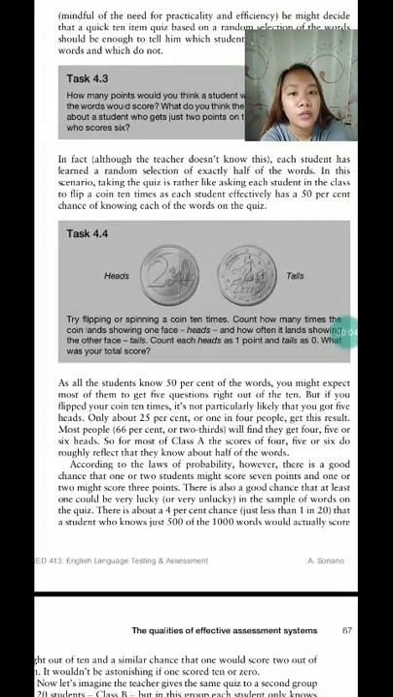In fact, although the teacher doesn't know this, each student has learned a random selection of exactly half of the words. In this scenario, taking the quiz is rather like asking each student in the class to flip a coin 10 times, as each student effectively has a 50% chance of knowing each of the words on the quiz.